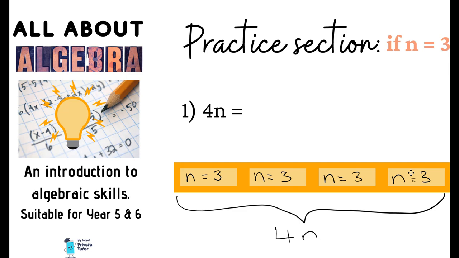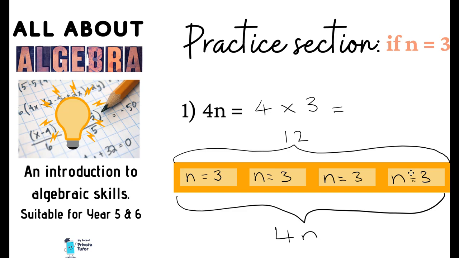So if each of these bars are worth 3, if we were to add them all up, we would have 3, 6, 9, 12. So 4n is 12. Now the other way to write it is to remember that 4n means 4 times n. Okay, we don't use the times in algebra, but 4n means 4 times n. We know what n is, so we can actually replace it. We can substitute it for the value, which is 3. And we know that 4 times 3 is 12.